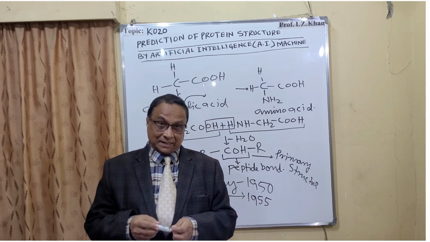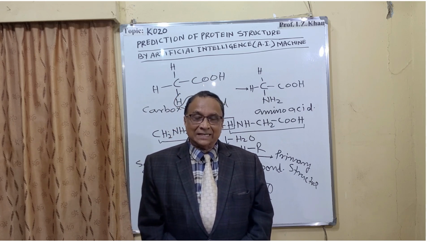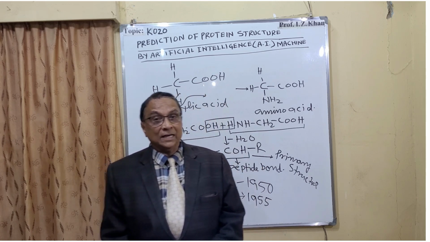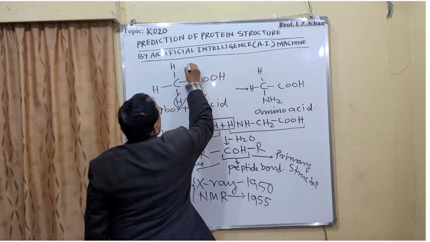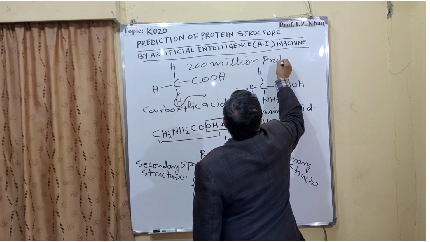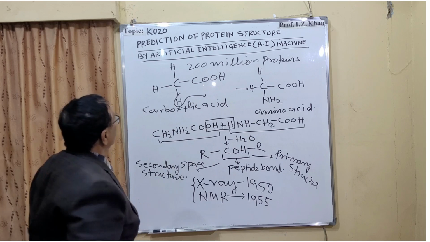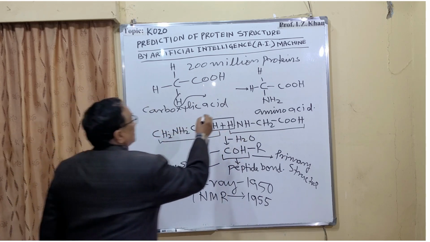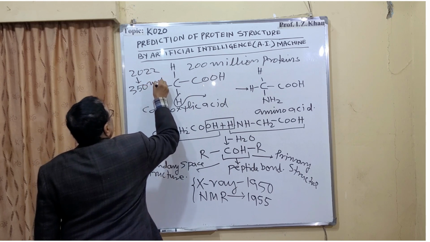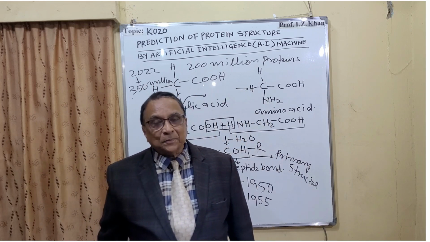Now I am talking of today's structure of protein when we are using an artificial intelligence machine. For your kind information, some 2 years ago it was 200 million protein structures. And today, when I am talking, that is 2022, we have 350 million proteins. There are 5,000 amino acids.